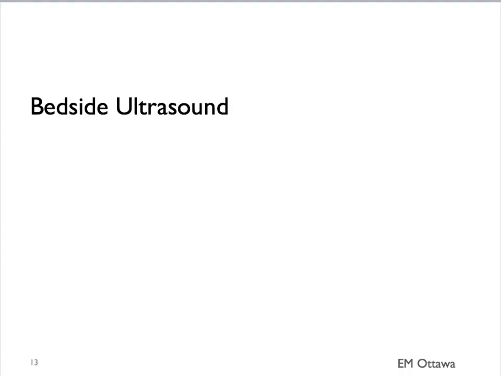In terms of ultrasound, there is bedside ultrasound, which can tell us very specific information about the patient right by the bedside. They include whether there is any free fluid in the abdomen, whether there is a AAA, and whether there is an intrauterine pregnancy. We'll take a look at what these look like.